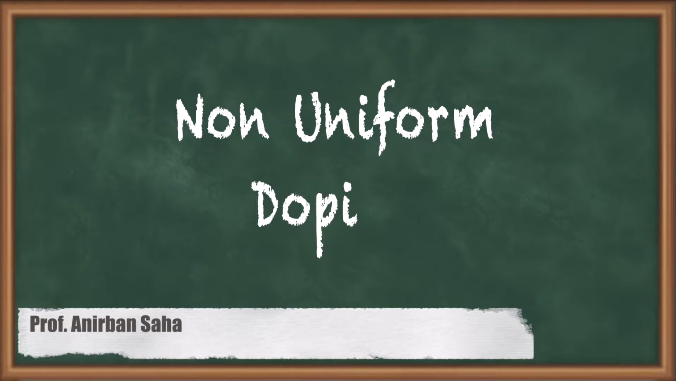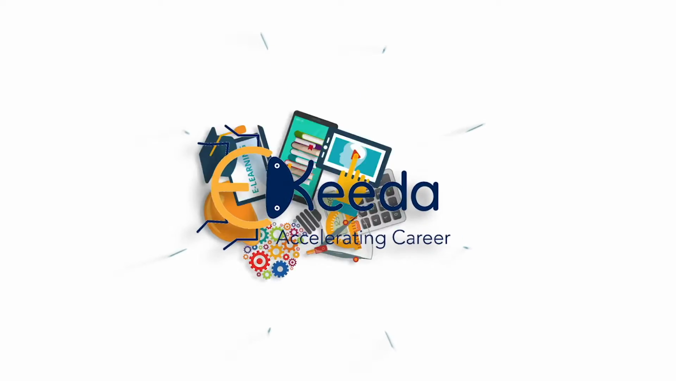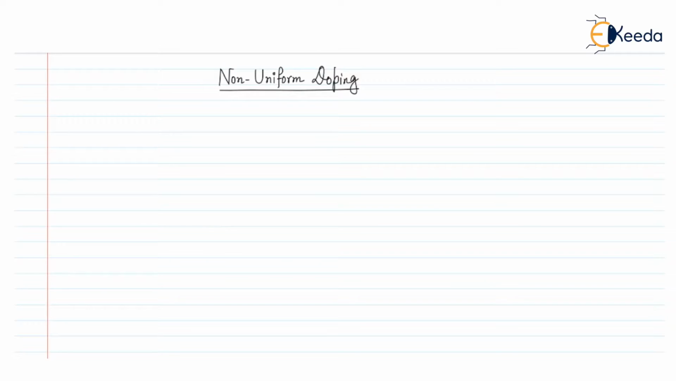Hello friends, in this video we are going to discuss non-uniform doping inside a semiconductor. Non-uniform doping means the concentration of the impurity atoms will vary along the length of the semiconductor.